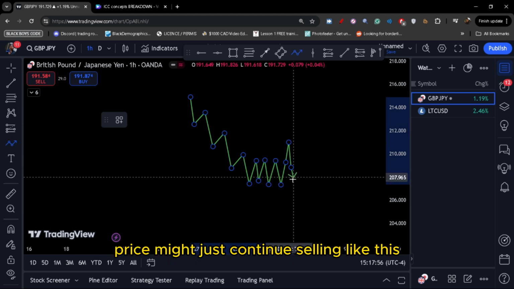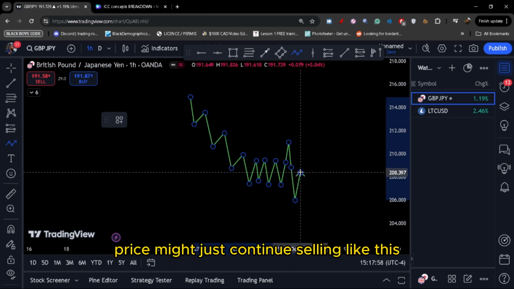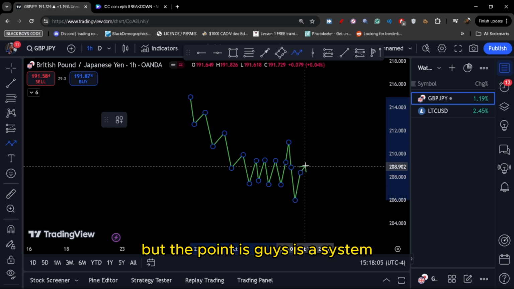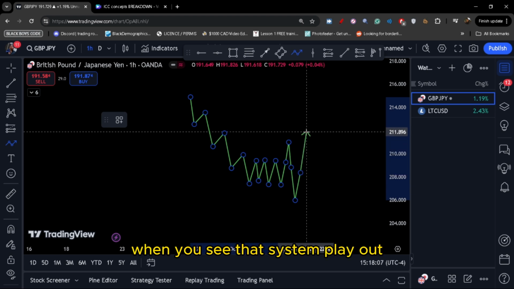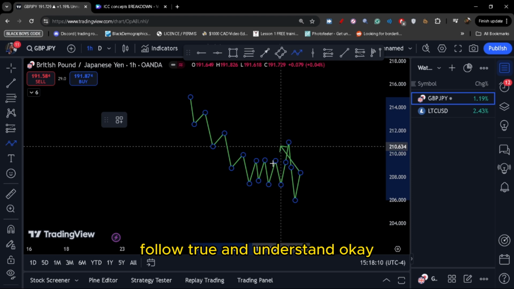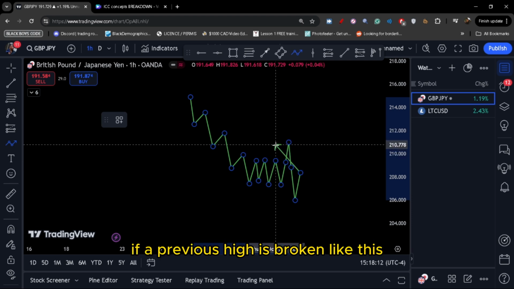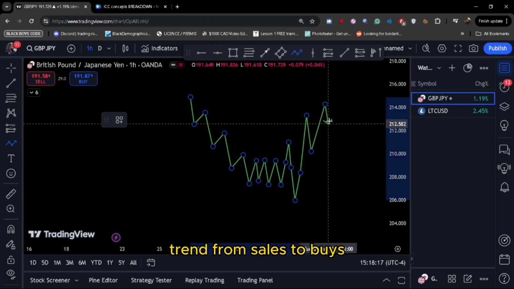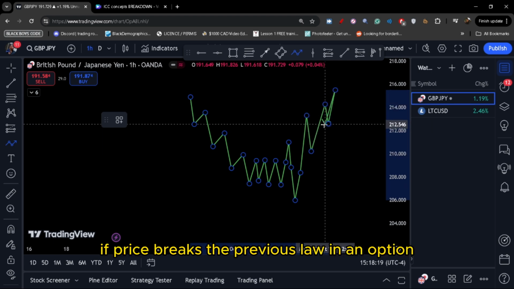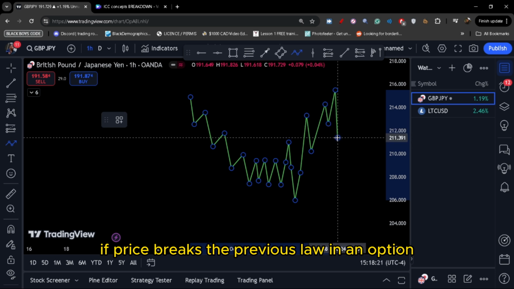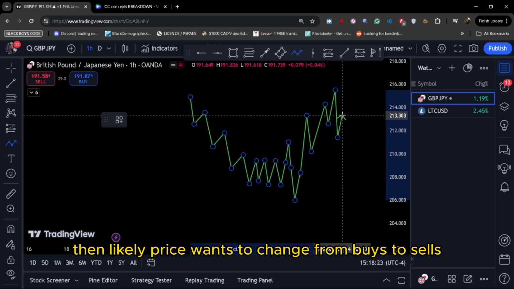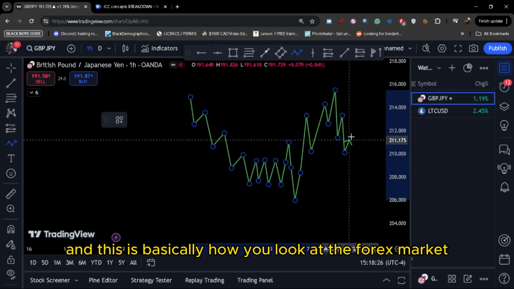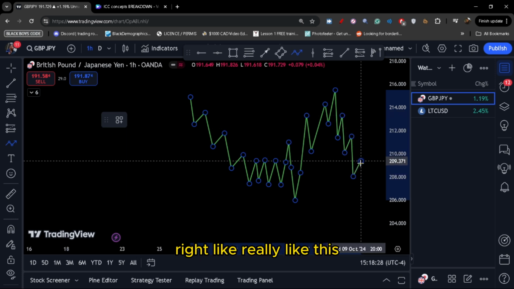In some occasions, price might just continue selling like this, which is perfectly fine, right? My system doesn't work 100% of the time. You get me, right? But the point is, guys, it's a system. When you see that system play out, understand that if a previous high is broken like this, then likely price wants to change trend from sells to buys. If price breaks the previous low in an uptrend, then likely price wants to change from buys to sells. And this is basically how you look at the forex market, right?